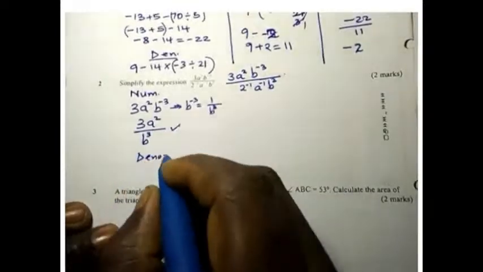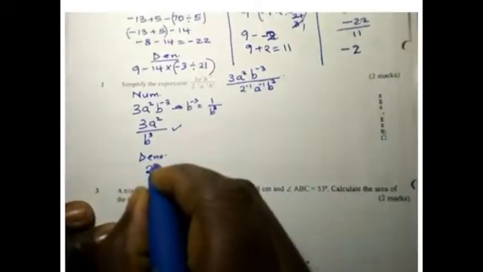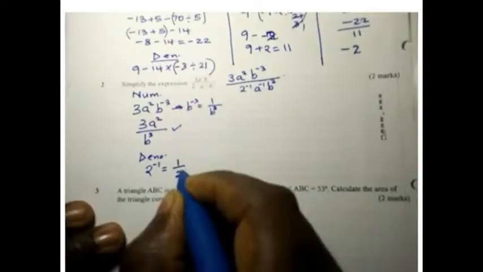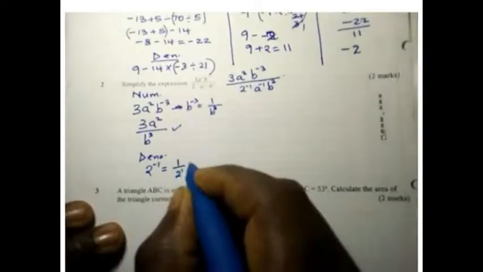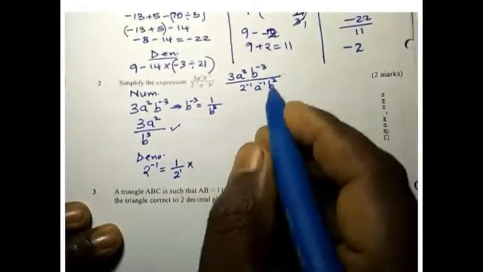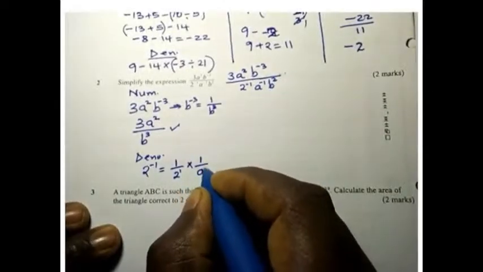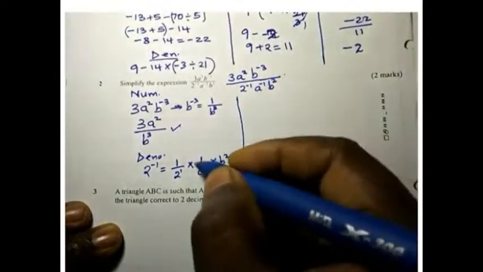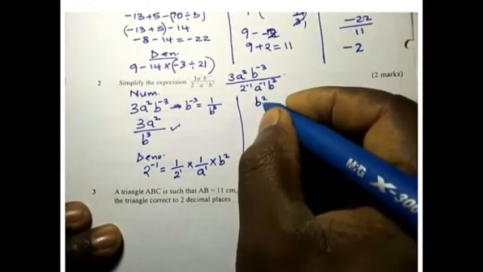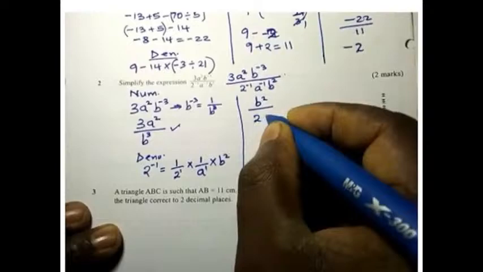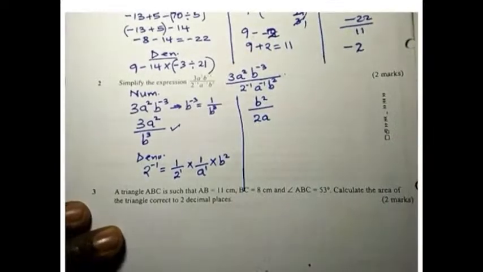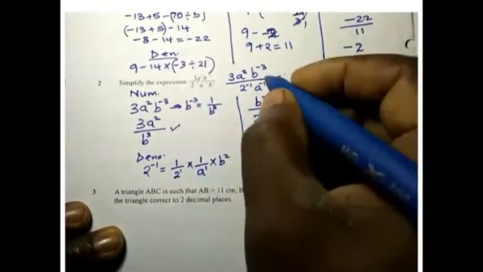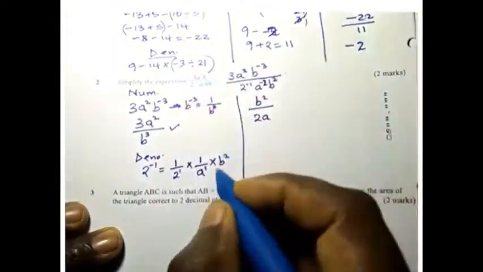we have 2 negative 1, which is actually the same as 1 over 2 raised to power 1, times a raised to power negative 1, which is actually 1 over a raised to power 1, and then times b square. So this is the same as b square divided by 2a. This one, a was square, sorry. It is a mistake here. This is a square. This is 2 here, so square.